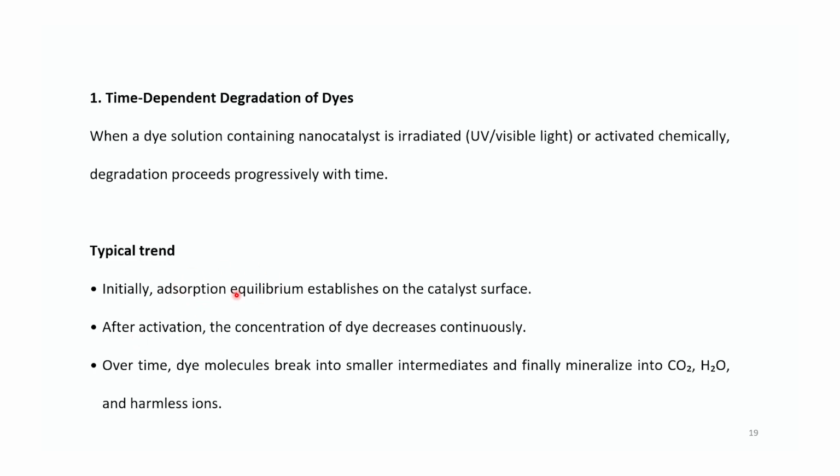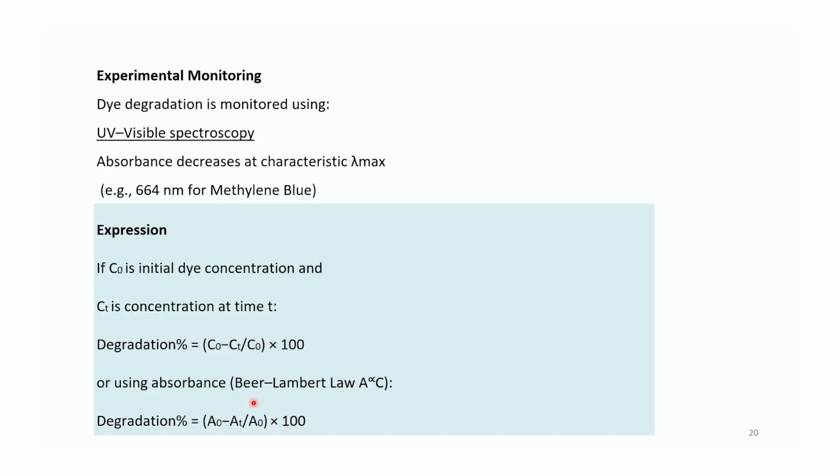At first, the adsorption equilibrium is established on the catalyst surface. Then after the activation, the concentration of dye starts to decrease continuously. Over time, the dye molecules break into smaller intermediates and finally mineralize into carbon dioxide and water and some other harmless ions. How do you experimentally monitor this entire process?